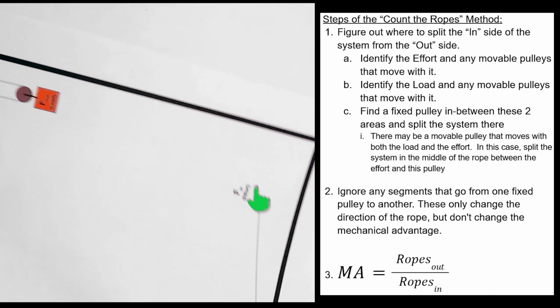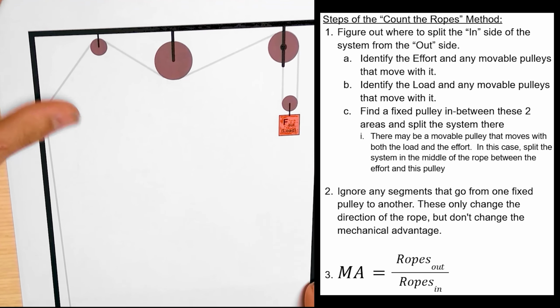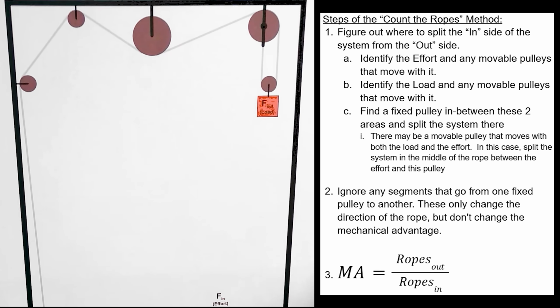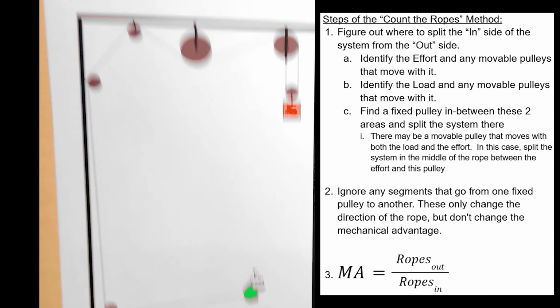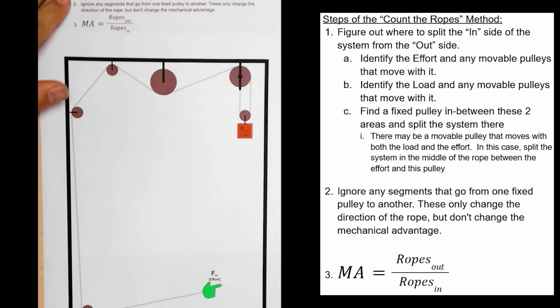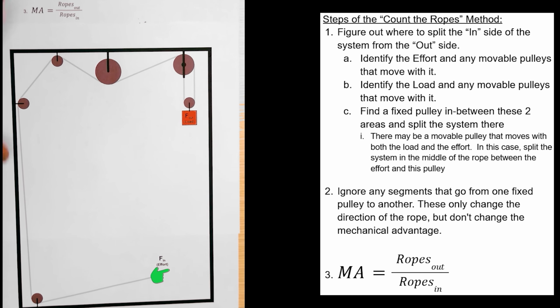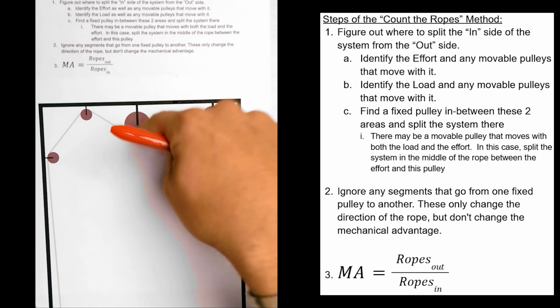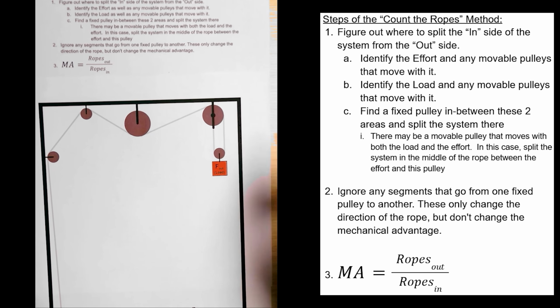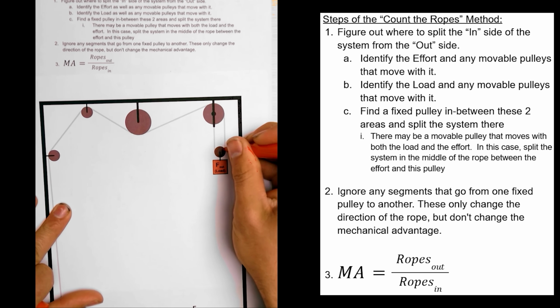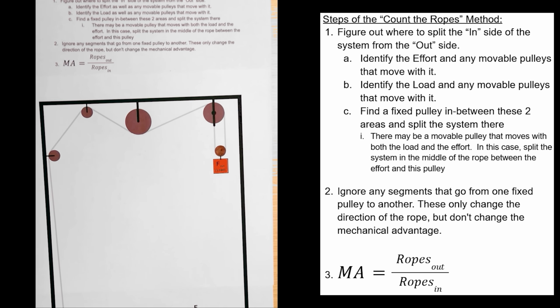All right, so we're going to look at another one. This one at first glance is going to look pretty gnarly, kind of complicated, but as we start to do the steps, we're going to realize it's not too bad. Okay, so identify the effort and movable pulleys that go with it. So we've got an effort that goes to fixed, to fixed, to fixed, to fixed, to fixed, and then the movable is there. But that one's attached with the load, so we're going to do it red. We're going to put it on team load.